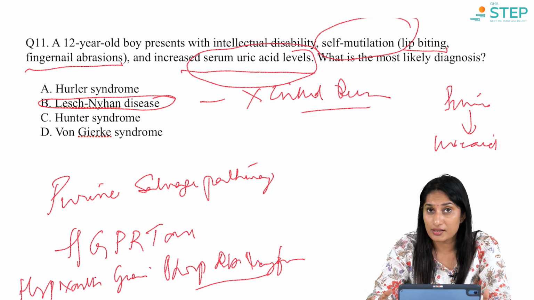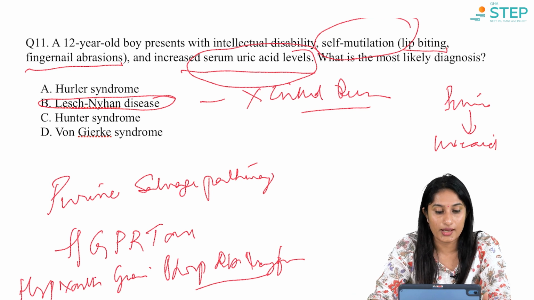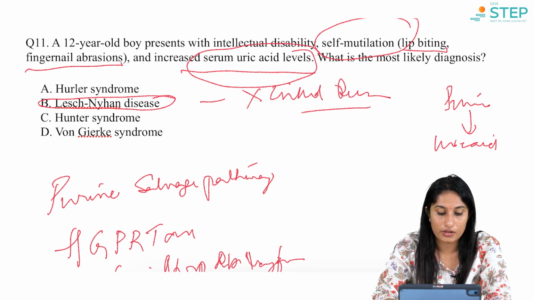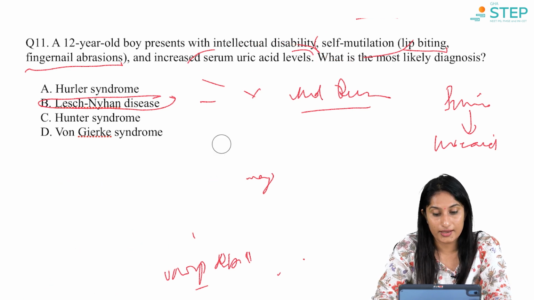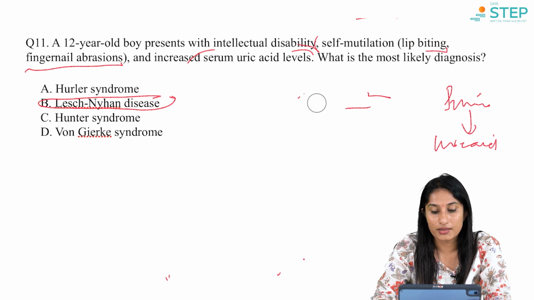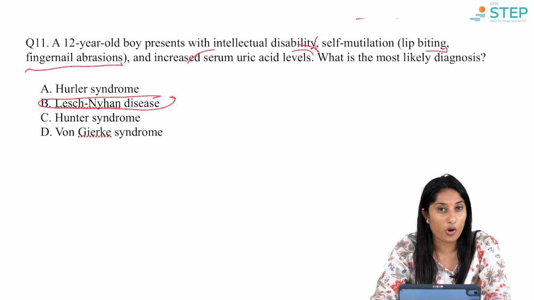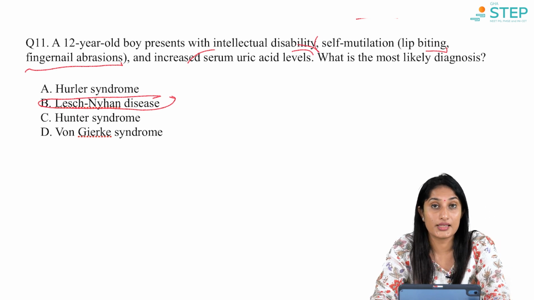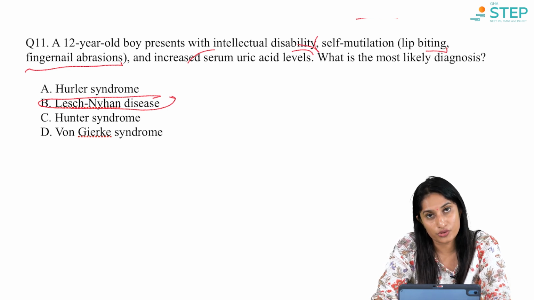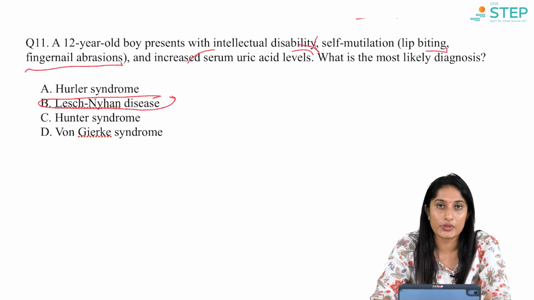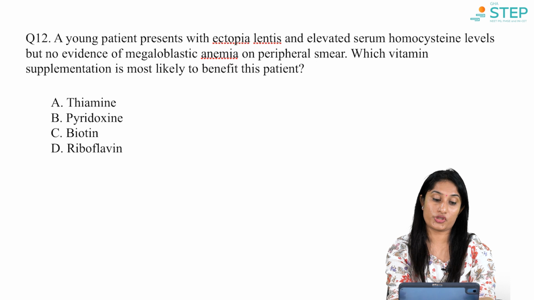So, how will we know it? Intellectual disability plus self-mutilation. You have to remember that this is Lesch-Nyhan disease. Why not the other options here? Hurler syndrome is a mucopolysaccharidosis, no self-mutilation. Hunter's disease, again mucopolysaccharidosis, again no self-mutilation. Von Gierke's disease is a separate disorder, the glycogen storage disorder. So, all the three do not have the cardinal feature of self-mutilation. So, easily we can think the answer is Lesch-Nyhan disease. Alright, so coming to question number 12.